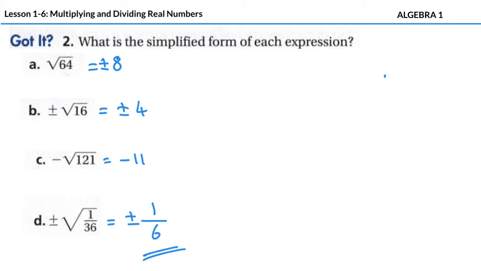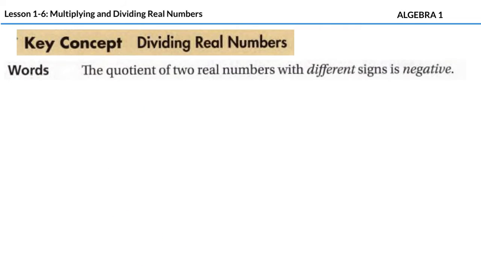Great. I hope all your answers are correct. Now let's move on to dividing real numbers. Let's look at the key concept of dividing real numbers. It is the same as multiplying two real numbers. The quotient of two real numbers with different signs is negative.